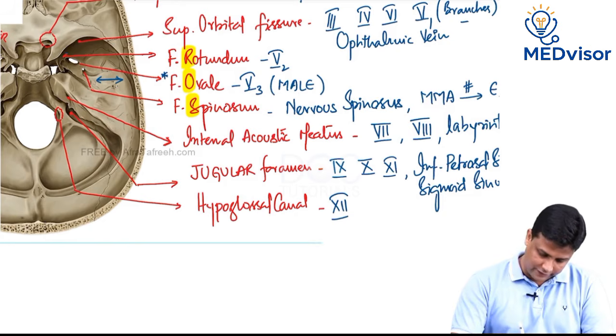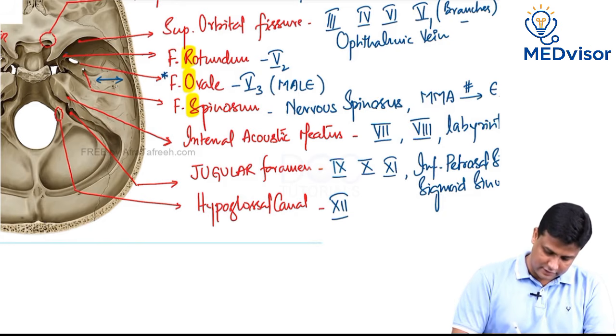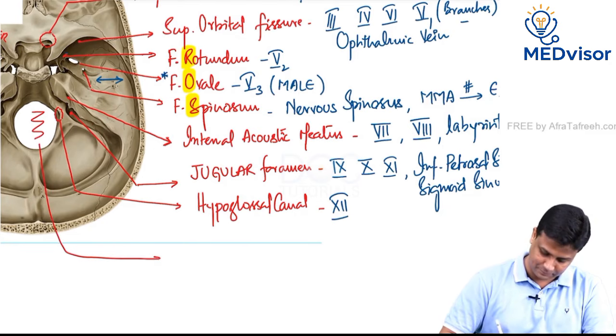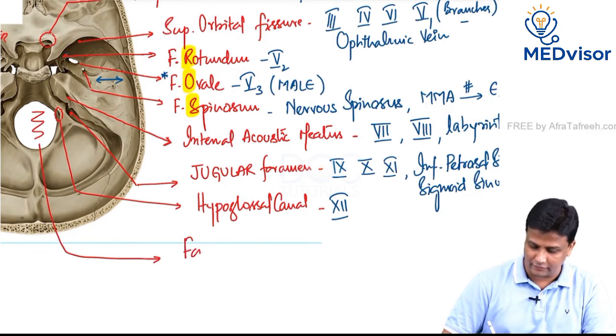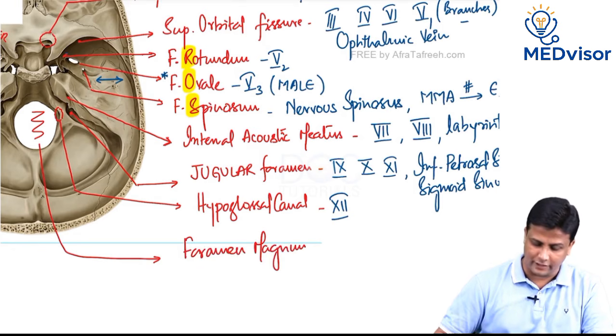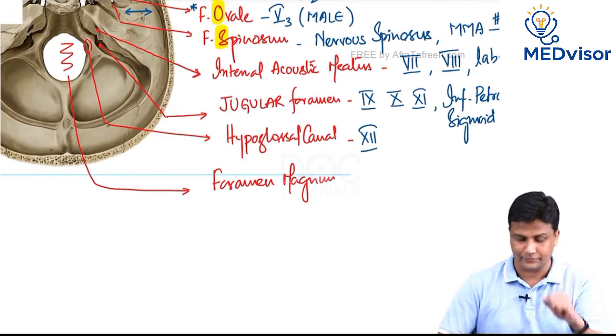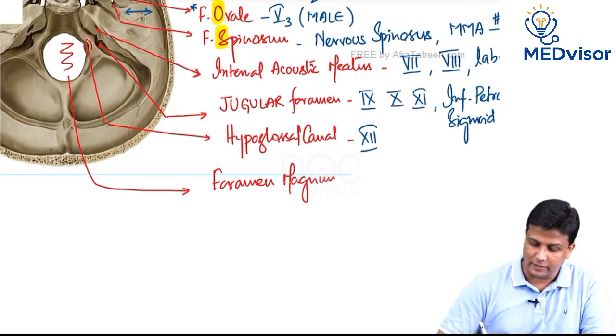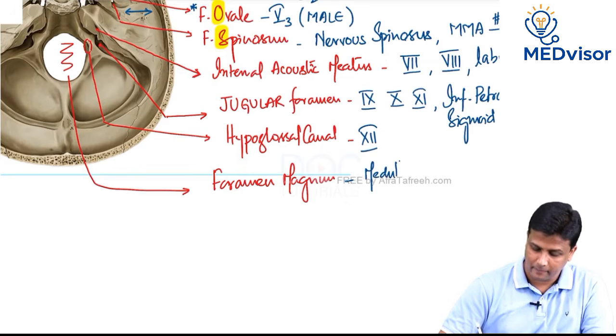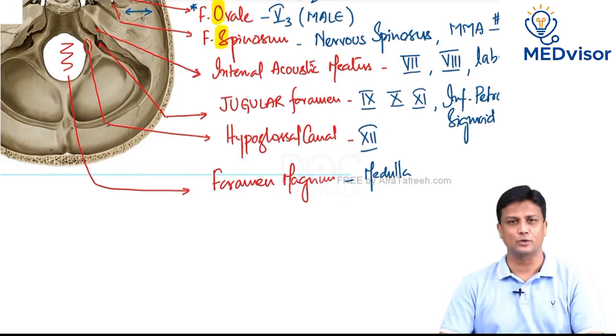The last and final one, which every student loves, it's a very easy one, guys, that is your foramen magnum. So finally here we have got the foramen magnum. Out of all the cranial foramina, the largest one, the foramen magnum. Now what is going to pass through the foramen magnum? Remember, it will be the medulla oblongata. Medulla is going to pass through that one.